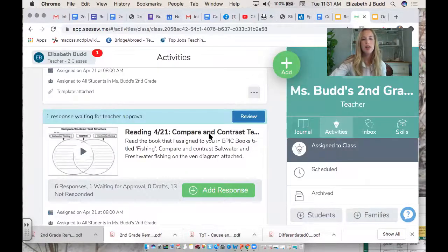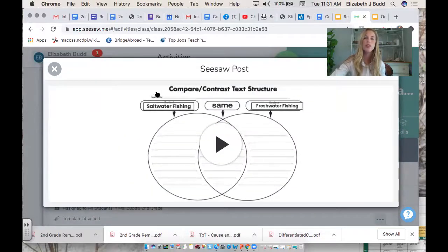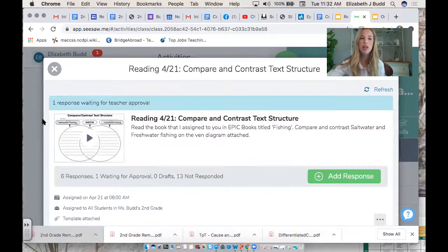So for your assignment, you are going to read the book called Fishing. And once you're done, you are going to create a Venn diagram with saltwater on one side and freshwater on the other side. On the side that says saltwater, you're going to type facts about saltwater fishing. On the side that says freshwater fishing, you're going to type in facts about freshwater fishing. In the middle, how are they the same? Okay, so in the middle, you're comparing. On the outside, you're contrasting. This is a great way to practice comparing and contrasting.